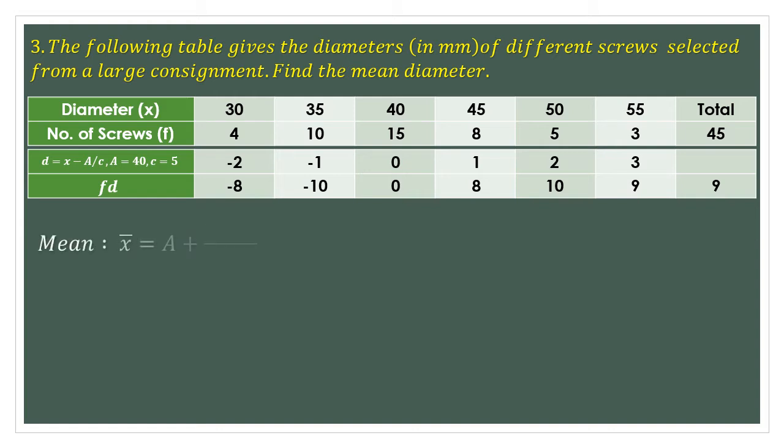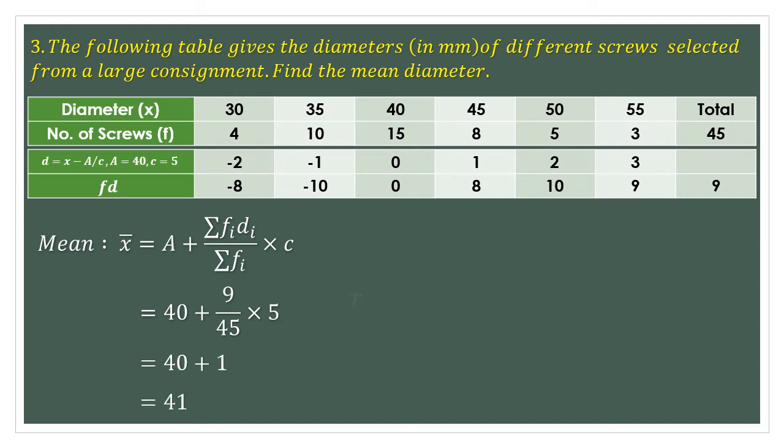So I will put this value into my mean formula of discrete frequency distribution for shortcut: A plus summation FiDi divided by summation Fi multiplied by C. If you want, you can use the regular method of FiXi here, but I prefer to use shortcut wherever there is a possibility of using it. A here is 40, summation FiDi is 9, Fi is 45 multiplied by common factor 5. When you solve this, it becomes 40 plus 1, that is 41 centimeters. Thus, the mean diameter here of screw is 41 centimeters.